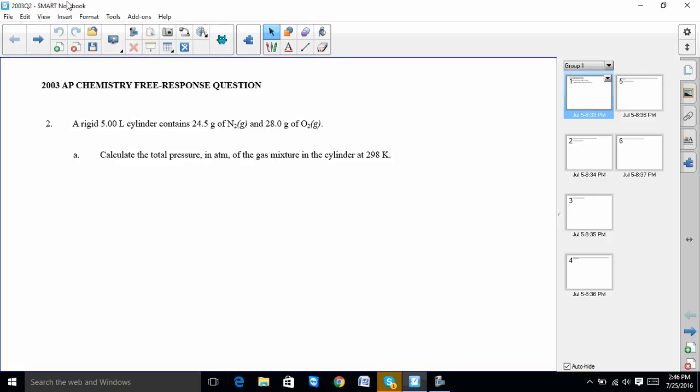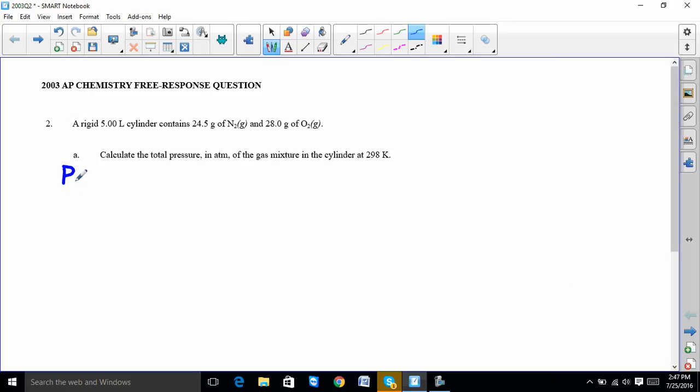All right, this is 2003, question two. A rigid 5-liter cylinder contains 24.5 grams of nitrogen gas and 28 grams of oxygen gas. Calculate the total pressure. Well, Dalton's law of partial pressure says the total pressure in a container is equal to the sum of the individual pressures. So we're going to have to find the pressure of the nitrogen, and then find the pressure of the oxygen, and then add them together.